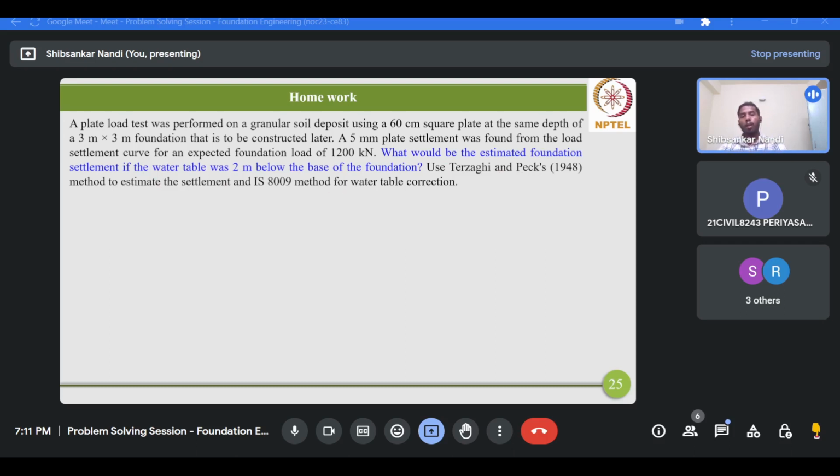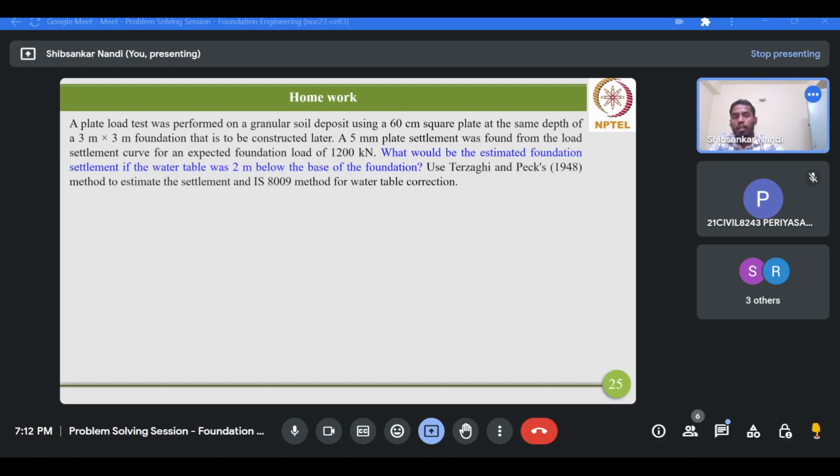So in the previous problem, we have seen how to extrapolate the information of bearing capacity of a tested plate to the bearing capacity of a given foundation. So utilizing the information regarding bearing capacity of the plate, how we can determine the bearing capacity of a given foundation. Now, through this problem, we'll understand how to calculate the settlement, or how to extrapolate the settlement of a tested plate to the settlement of a given foundation.